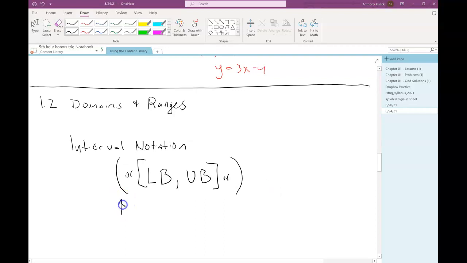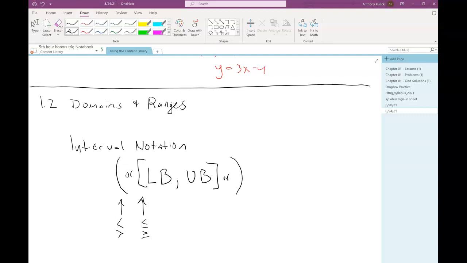So you have a parenthesis if that lower bound value is not included. For example, if you had a situation that was a strict inequality, like a less than or greater than. And we use the bracket if that value is included. So if you have a less than or equal to or a greater than or equal to situation. And the same thing goes at the upper bound end, right? The same rule for bracket or parentheses. So I'm not going to write that part again.